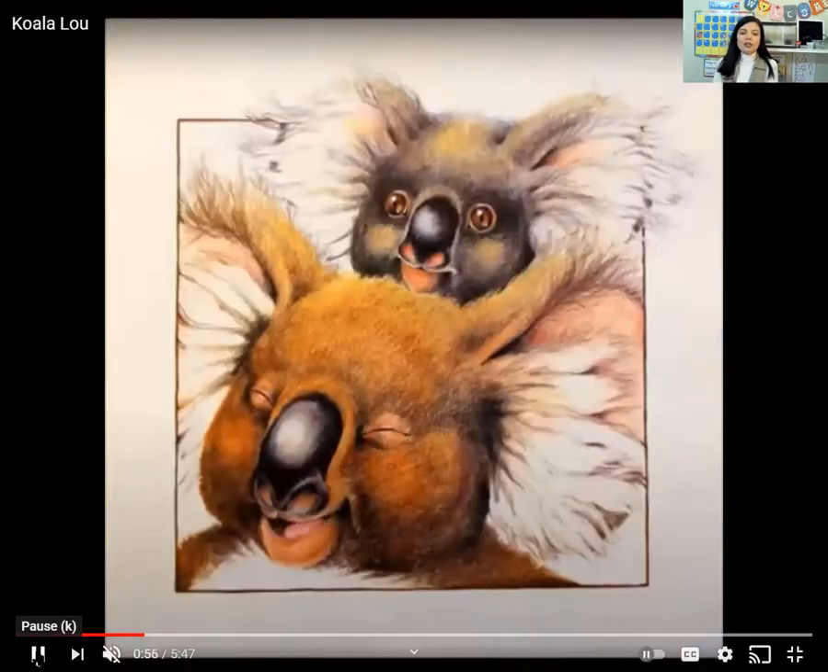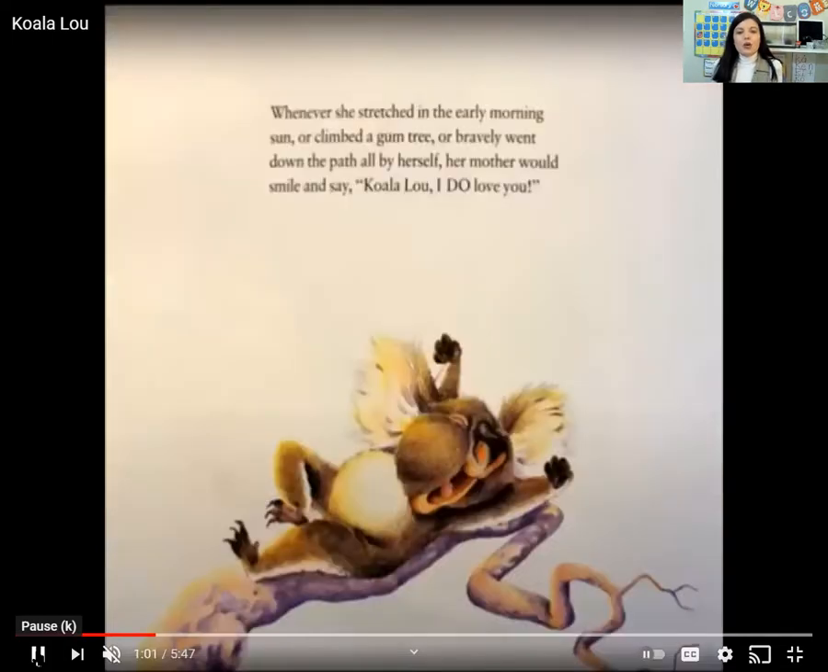Koala Lou and her mother had so much fun, just the two of them. Whenever she stretched in the early morning sun, or climbed a gum tree, or bravely went down the path all by herself, her mother would smile and say, Koala Lou, I do love you.